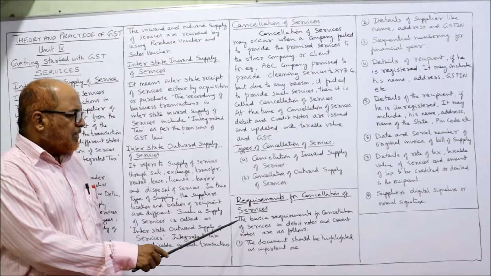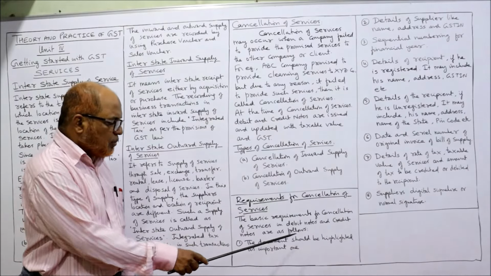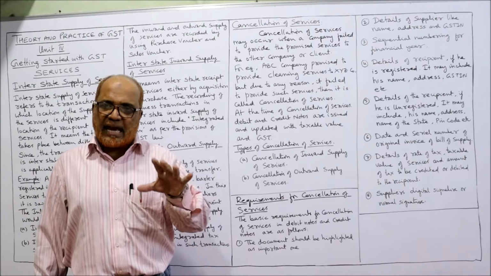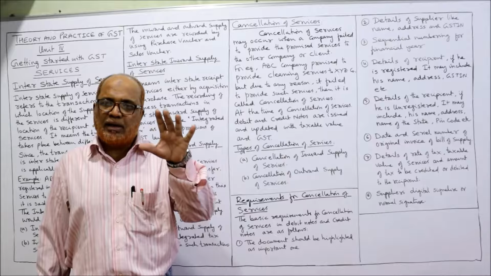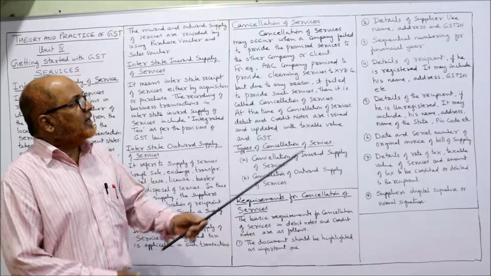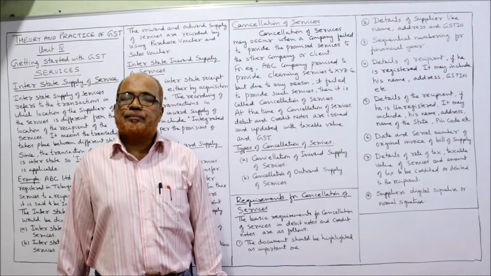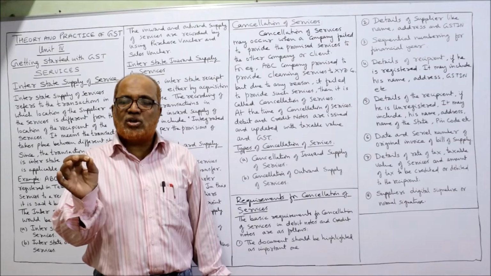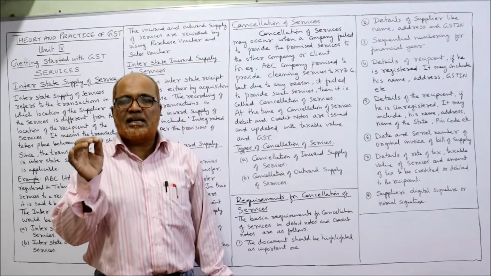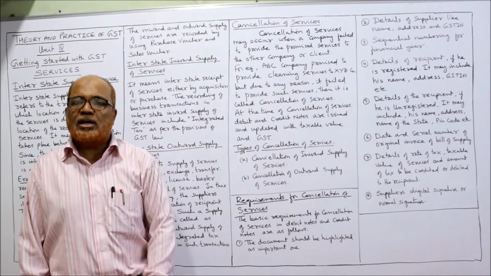The basic requirements for cancellation of services, debit note and credit note are as follows. First, the document should be highlighted as an important one. So whenever there is cancellation of services, that document should be marked as a very important document. Then secondly, details of the supplier: the name, address and GSTIN. That means whenever there is cancellation of services, the name of the service provider, the address and the GSTIN should be displayed.